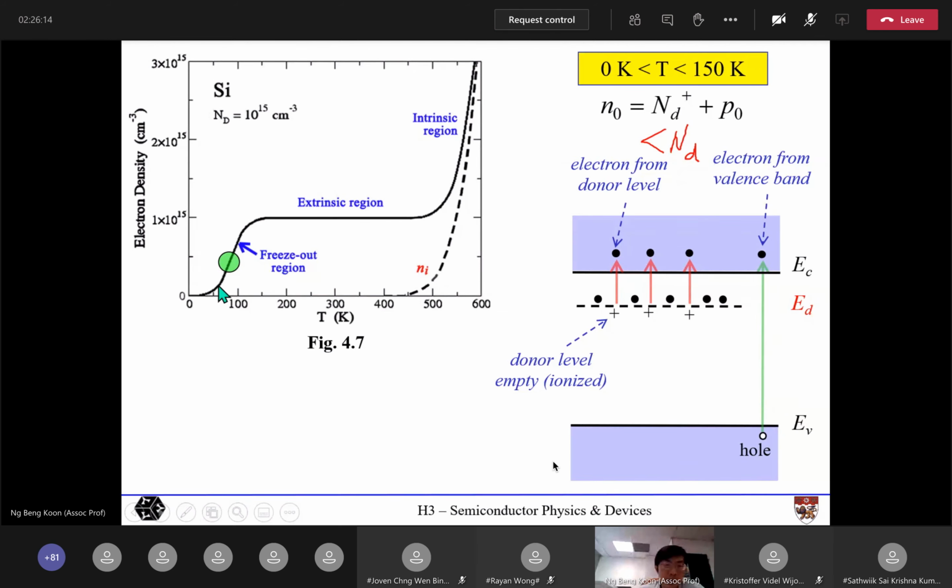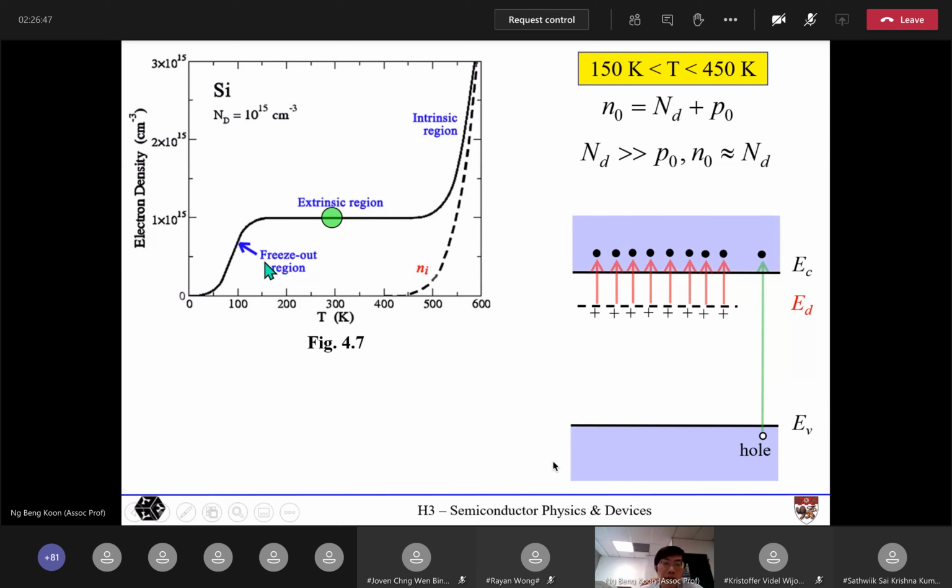So the carrier concentration will increase if you increase the temperature, because you get more and more electrons going from the donor to the conduction band, and the overall electron number will increase. That's why you get this increase in the electron concentration in the initial temperature range from 0 to 150 Kelvin. We call this the freeze-out region, because it's like electrons in the donor level slowly freezing out from their initial position.